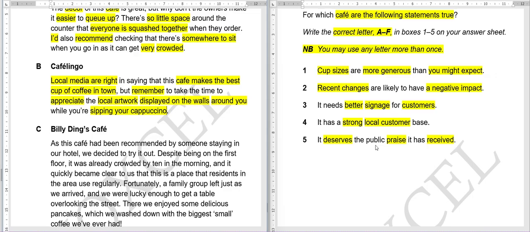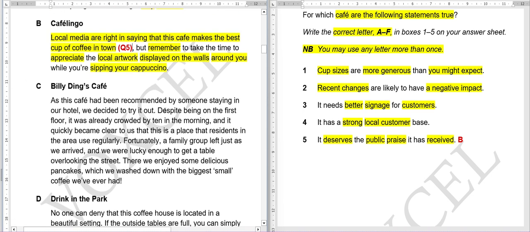Is this our answer? Can this be our answer? Yes. Let me mark the answer first. It is our answer. Where it is written it deserves the public praise it has received, here local media are praising it. So public praise: if you are being praised by media, you are praised publicly. I hope it is clear.